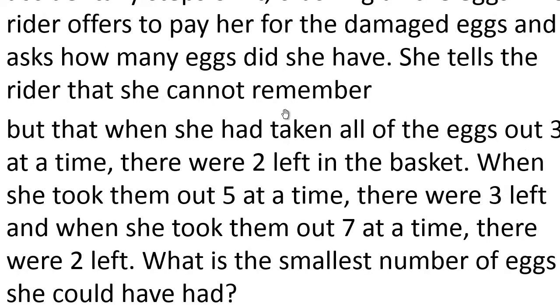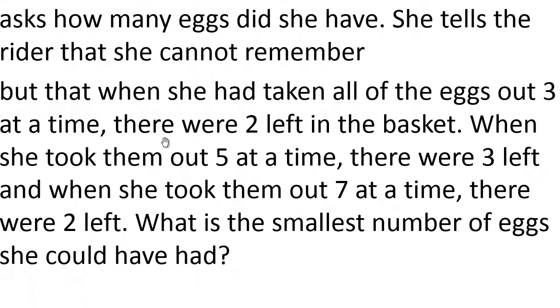The rider is ready to pay, but she did not remember how many eggs were in the basket. She only knows that when she takes 3, she is left with 2; when she takes 5, she is left with 3; and when she takes 7, she is left with 2. So the question is how to solve it. That means, what is the smallest number x she could have?